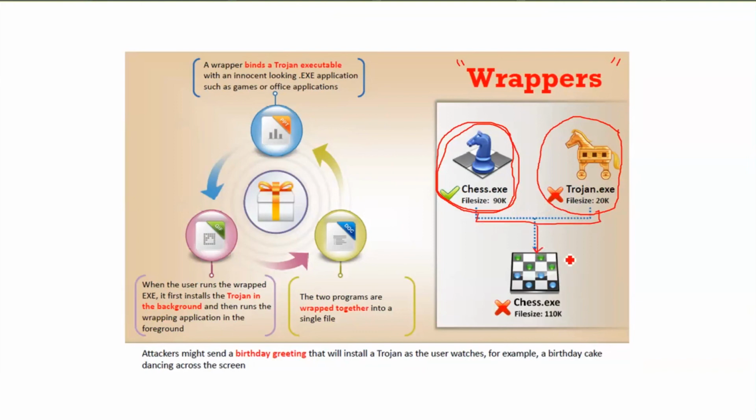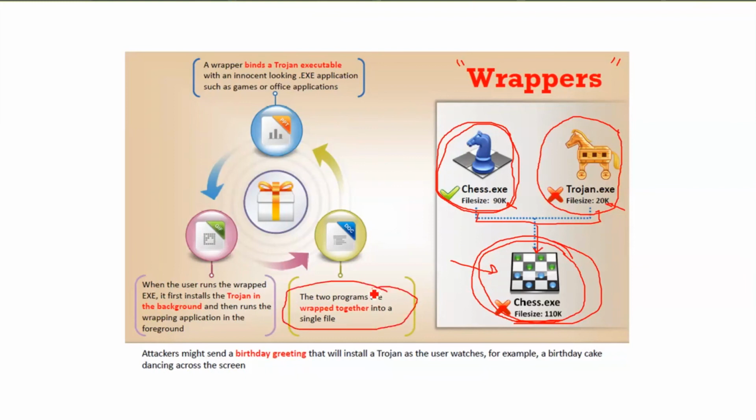So you can still go through and play chess, but you can see here that the original chess game was 90 kilobytes, and the Trojan was 20 kilobytes, and together the new working malicious chess is 110. So when you download this, either via the App Store or maybe online, a lot of times no one will even know the difference between a real program and a nefarious one, because this still works and it'll still function. You'll still be able to play chess. And so the two programs are wrapped together, put into a single file.